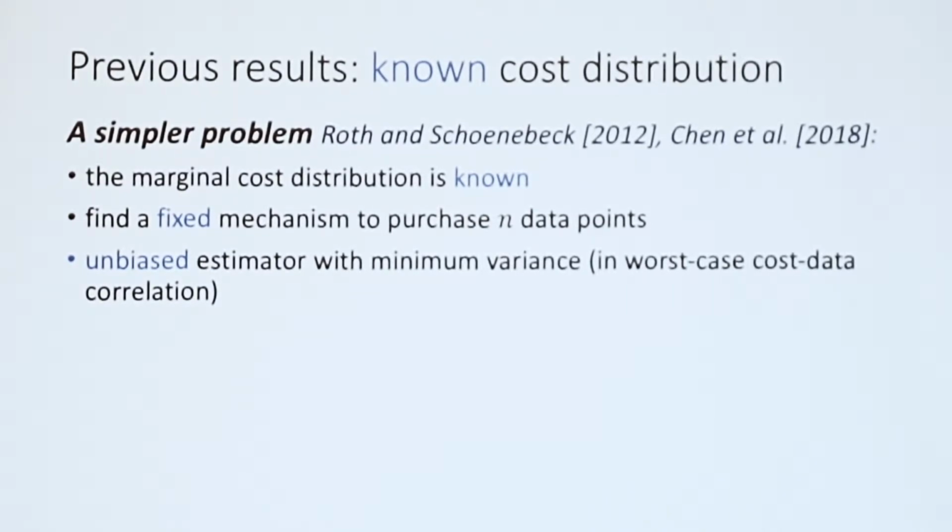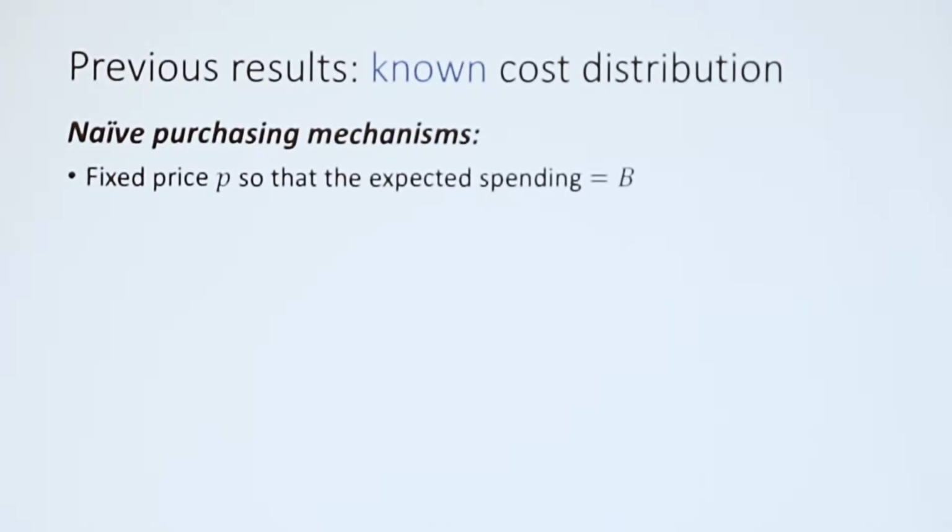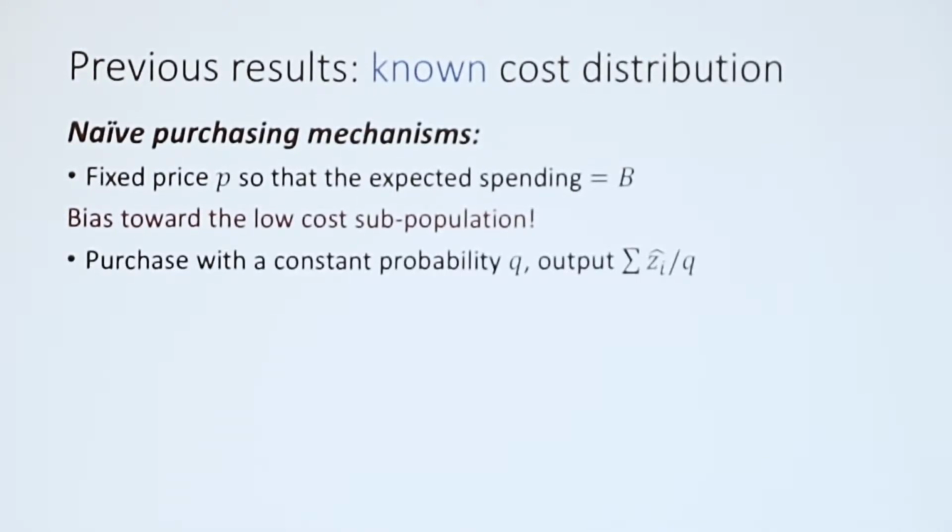So for those who are not familiar with these two previous works, I'll show you two naive mechanisms to help you understand the challenges here. So the simplest way is to offer a fixed price for all the data. Then the problem with this method is that we can only get the data with cost lower than this price. So when the data and the cost are correlated, my estimation will not be accurate. Another way is to purchase the data with a constant probability. And I reweight the data I observe to get an unbiased estimation. But this method may not be optimal in the sense that it may not minimize the variance of this final estimator.